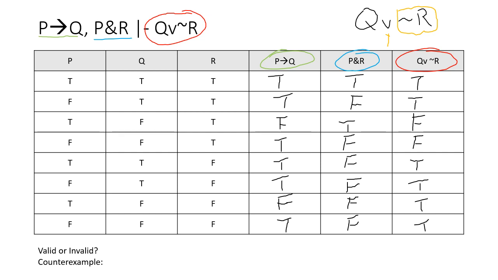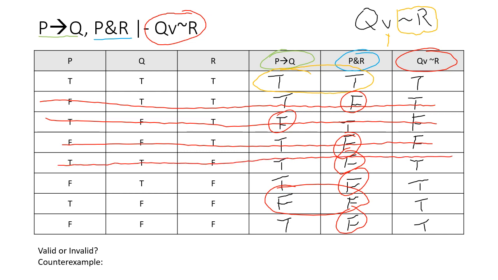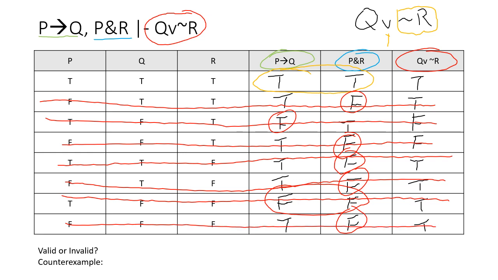So, just like last time, we're going to highlight where we have true premises. They're both true here, and it doesn't look like anywhere else. Everywhere else, at least one of them is false. So we're just going to ignore all of these because the premises are not all true. We only care about where all the premises are true. And in this one situation in which they are all true, we have a true conclusion.